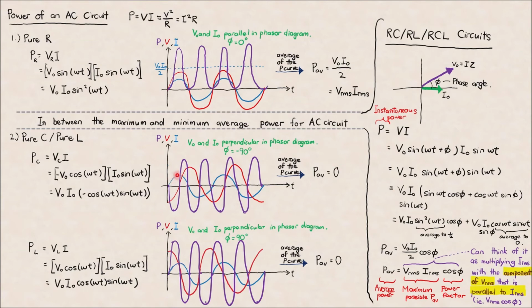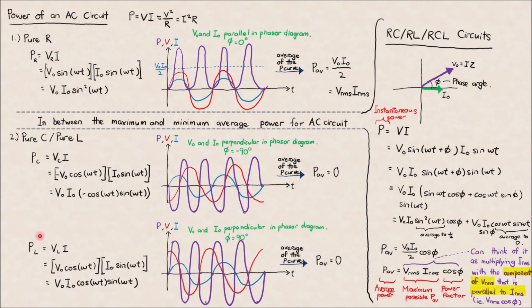You can think of the positive range of a power to be gaining energy from the power supply. You can think of the negative part as releasing energy back to the power supply. Okay, but that's not the important part. The important part is you see that they actually average out to 0, so that the average power for pure C circuit is 0.